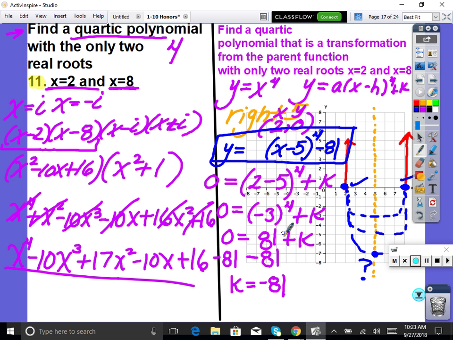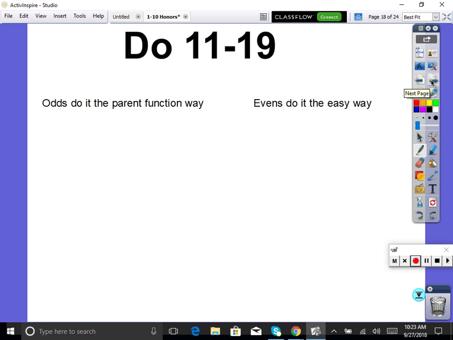Then once you know the shift left and right, put in what you know. So the only thing you know is h. And then plug in a different x, y point, and that'll give you k. So what I want you to do is 11 through 19. On the odds, do it the parent function way, and on the evens, you can do it the other way.